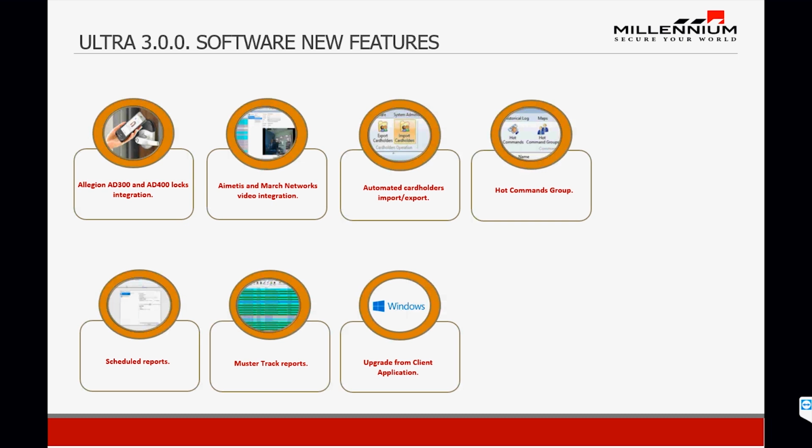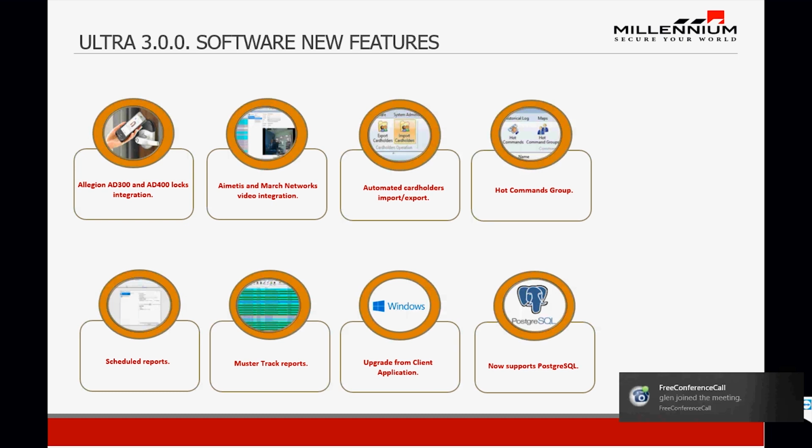We can also upgrade the Millennium Ultra server now from the client. If you are an end user or perhaps a dealer and are unable to reach the Millennium Ultra server for whatever reason, you can easily update the server from the client. There's no need to go into the server individually now. We also support PostgreSQL. Essentially, this means that we are now able to support Linux-based systems with our Millennium Ultra server. This gives flexibility to colleges and universities that prefer to use Linux as an operating system for their SQL databases.